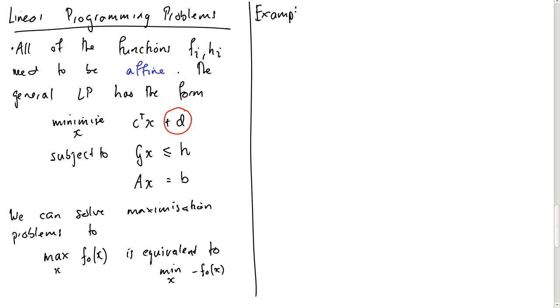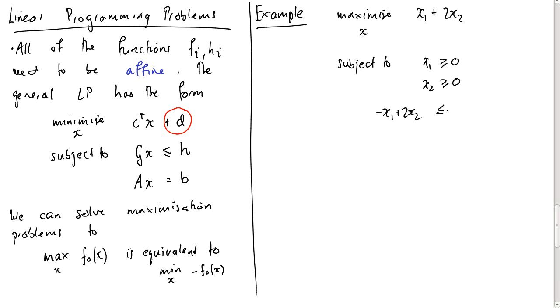So, example. Maximize over x, x1 plus 2x2. So there's our objective, just x1 plus 2x2. We want to make that as big as possible, subject to the following constraints. x1 is greater than or equal to 0, x2 is greater than or equal to 0. You'll notice that you often have this non-negativity constraint on the x variables because they often correspond to some kind of physical quantity. It can't be negative. We've got another one, negative x1 plus 2x2 is less than or equal to 4, and 3x1 plus x2 is less than or equal to 9.